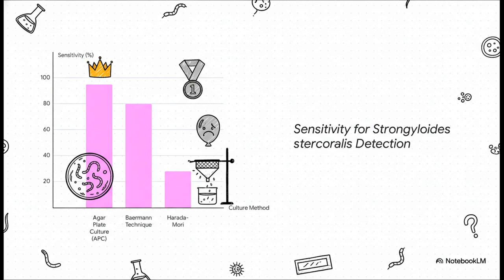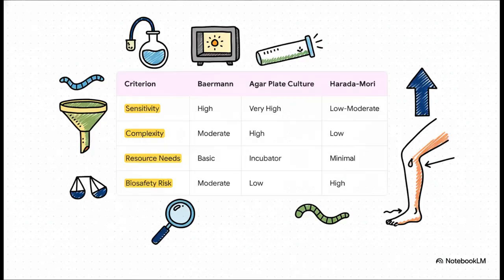The Baermann is a very strong silver medalist, often landing right around 80%. And then you have the Harada-Mori technique, which, while it's simple, really lags behind, with sensitivity that can be as low as 28%. So if you look at the bigger picture, you can really start to see the trade-offs. Harada-Mori is super simple, very cheap, but the sensitivity is low. And, this is a big one, it carries a high biosafety risk. Why? Because infective strongyloides larvae are famous for migrating up the filter paper, which creates a direct skin penetration hazard right near the top of the tube.